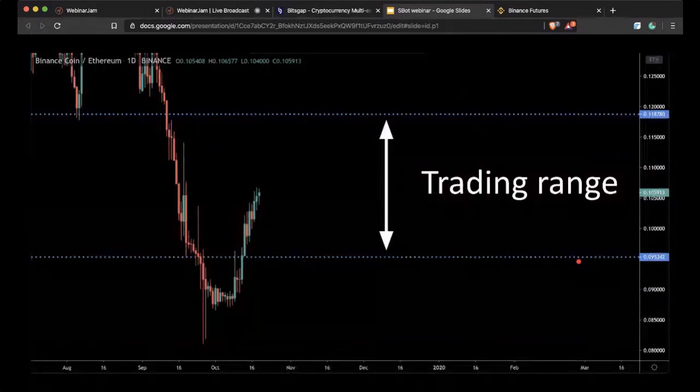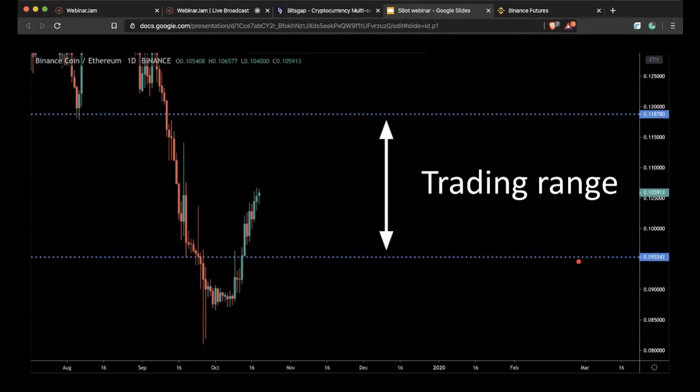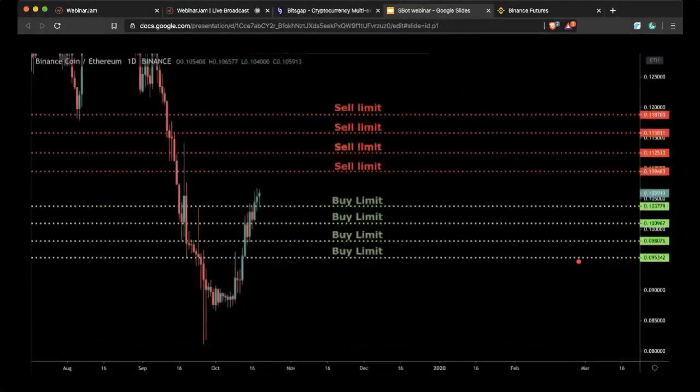So first of all, we have to define the trading range. So the trading range is the area within which you are going to trade. I mean, the bot is going to trade for you. And within this trading range, the auto bot, it can be S bot, it can be classic bot, it can be the scalper. It sets sell limit orders and buy limit orders within this range.